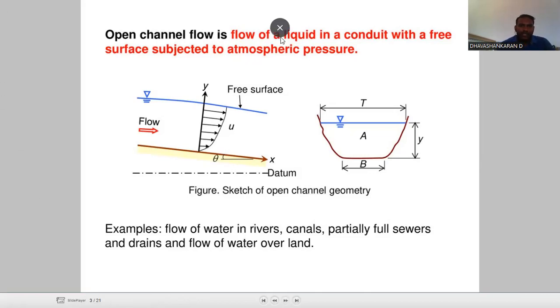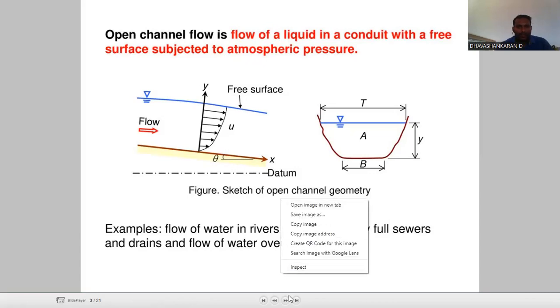An open channel flow is a flow of liquid in a conduit, but it means that it does not have a closed conduit. It has a free surface. So it flows with a free surface and is subjected to the atmosphere. Subjected to the atmosphere means it's open at the top layer. Okay. These are the examples given for open channel flow. The flow of water in rivers, then canals, then partially filled sewers, then drains, then flow of water over the land. So these are all examples of open channel flow.